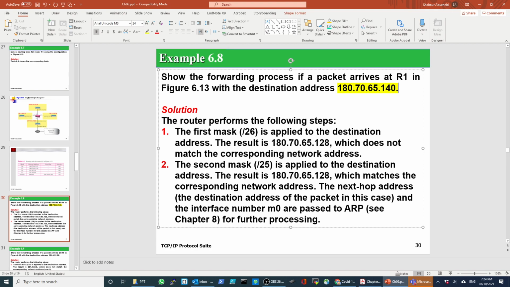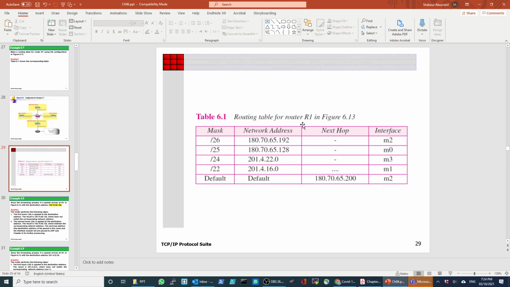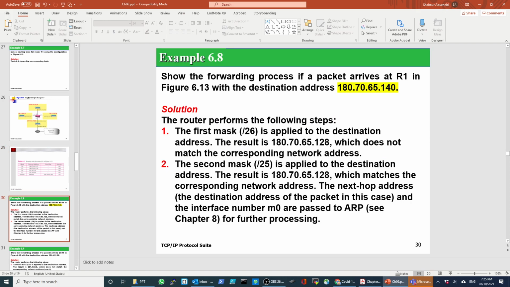180.70.65.*. All right. So let's take a look at the table. Here you go. There are two entries in here with 180.70.65. How would they know whether it's this network or this network? Is it going to go to M2 or M0? All right. So how do we do it? The router performs the following steps.